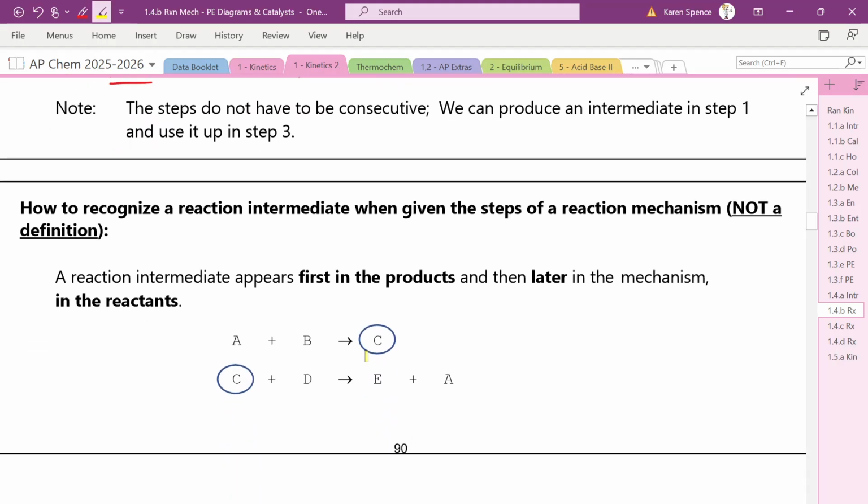It appears first in the products, and then later it appears in the reactants. Okay?